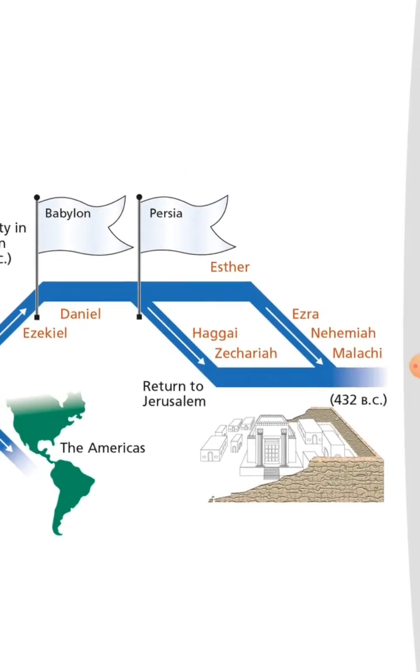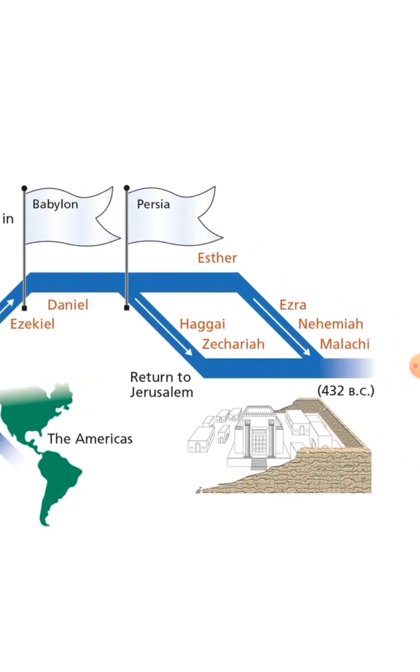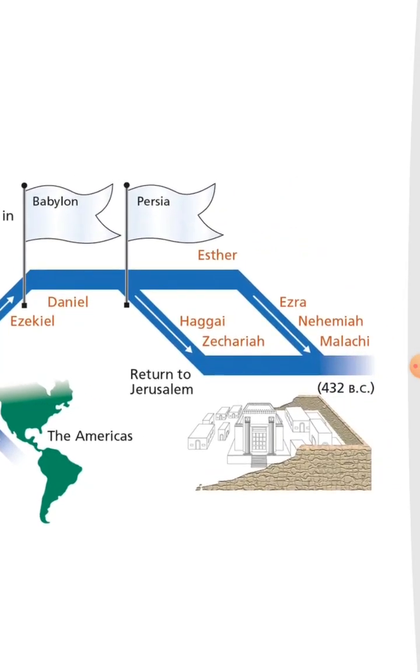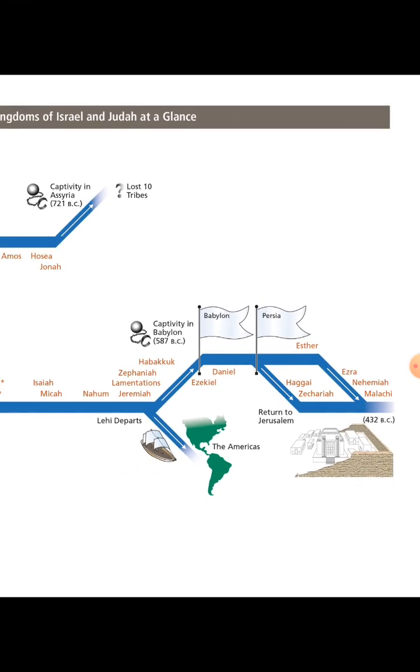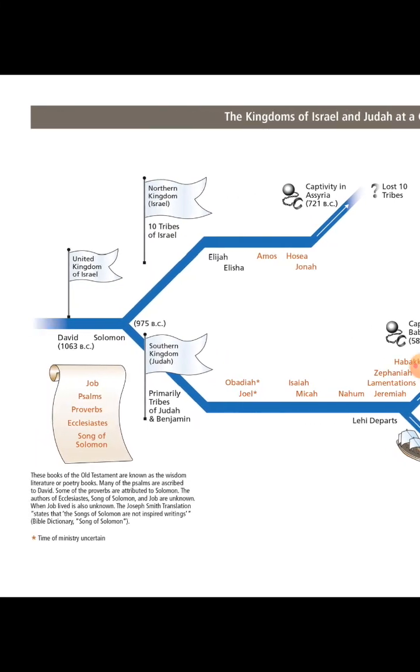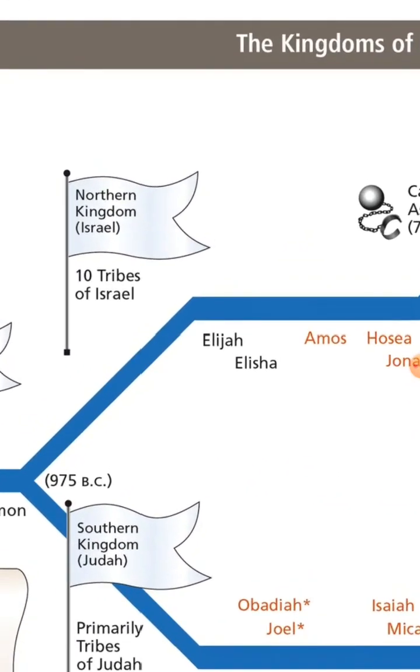Now, something very interesting is that around 432 BC, or around that time, and I think it was a little bit before that, the southern tribe returned to Jerusalem. Now, what don't we have? The other 10 tribes. Now, let's look at this real quick, and let's look at what happened to the northern 10 tribes.